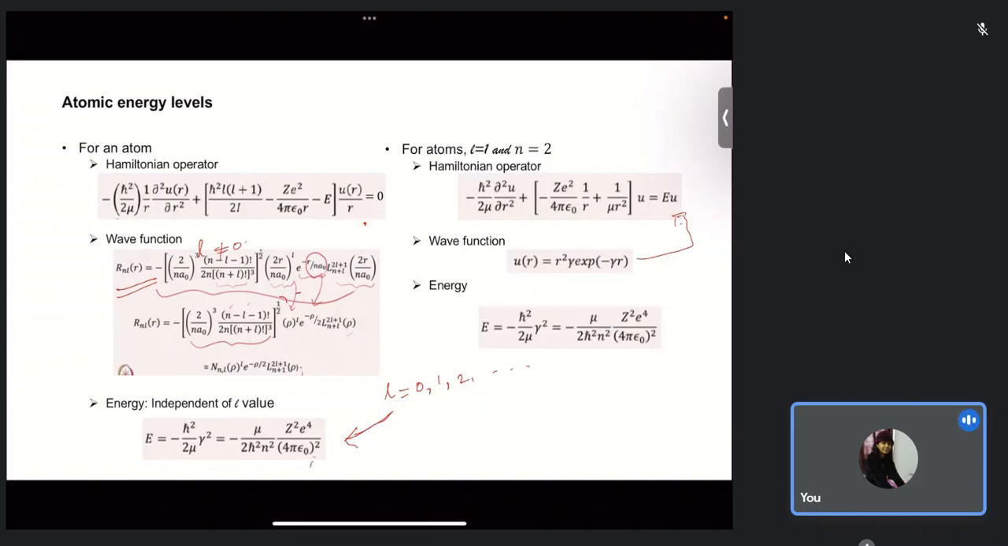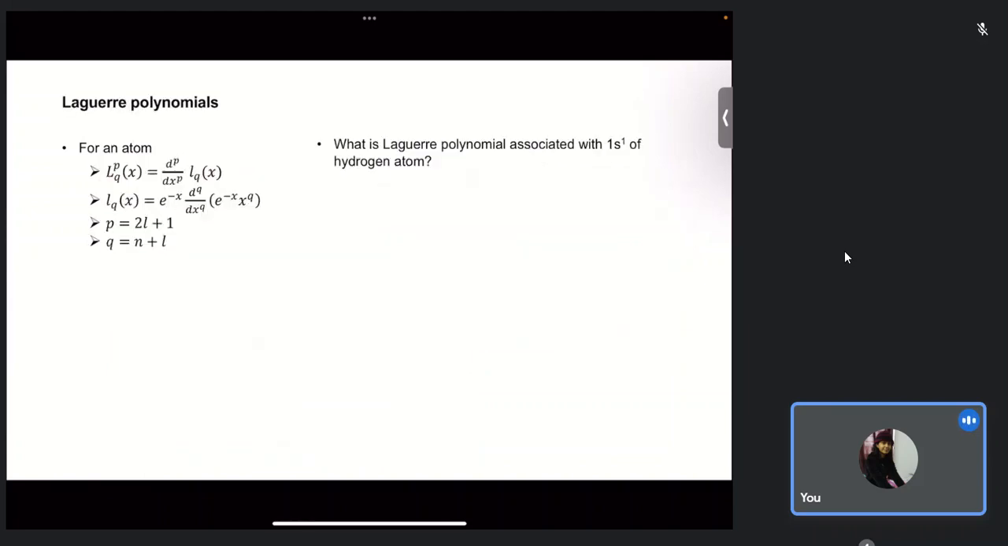Here you can see that in the wave function that we have defined, there is a polynomial associated with it, which is called the Laguerre polynomial. This can be defined for any particular atom if we know its L or N value. This is the one which corresponds to Laguerre polynomials.